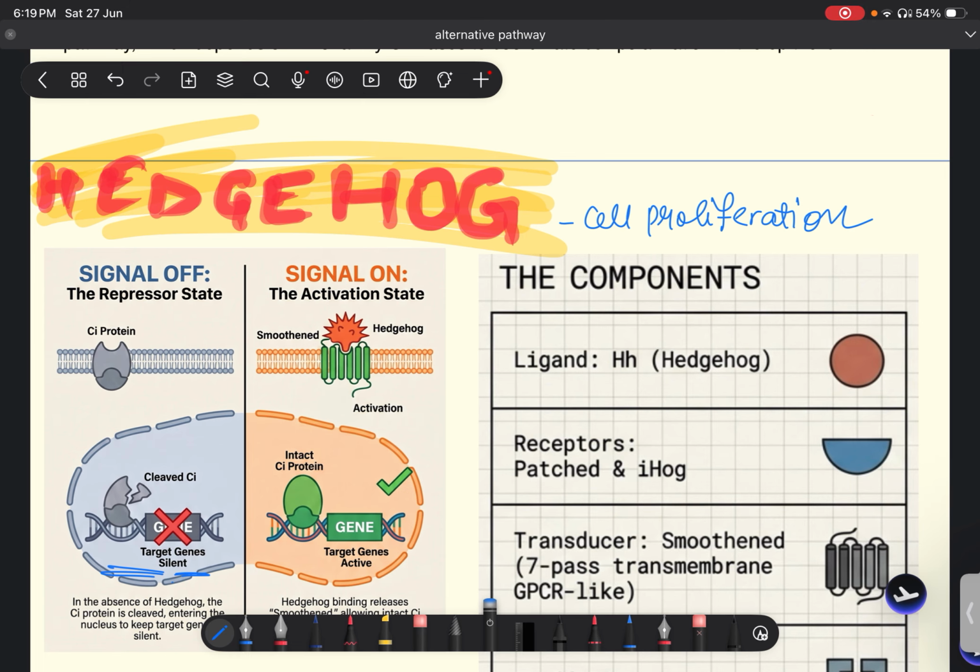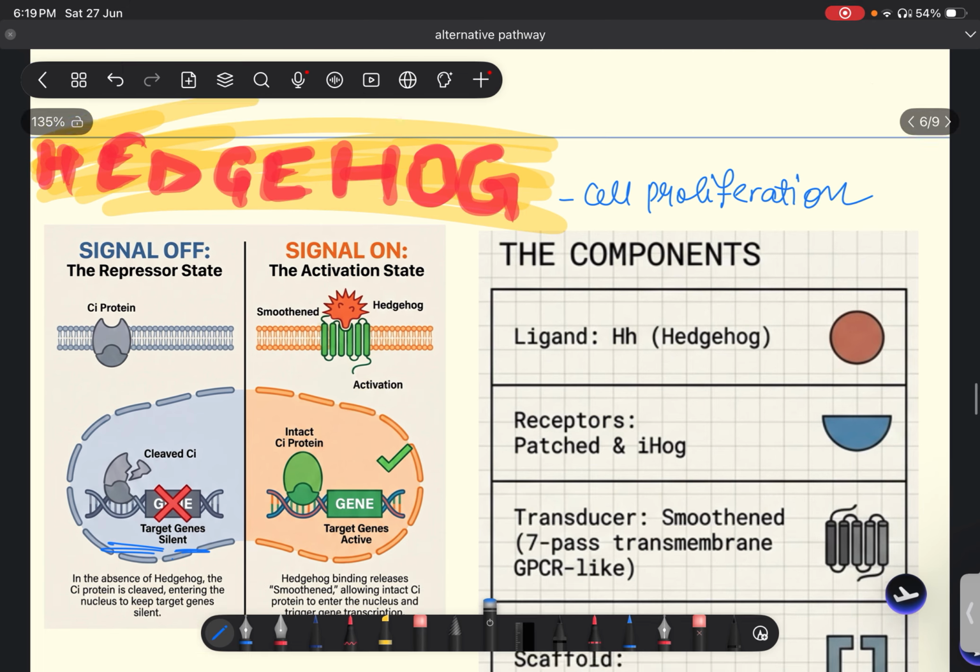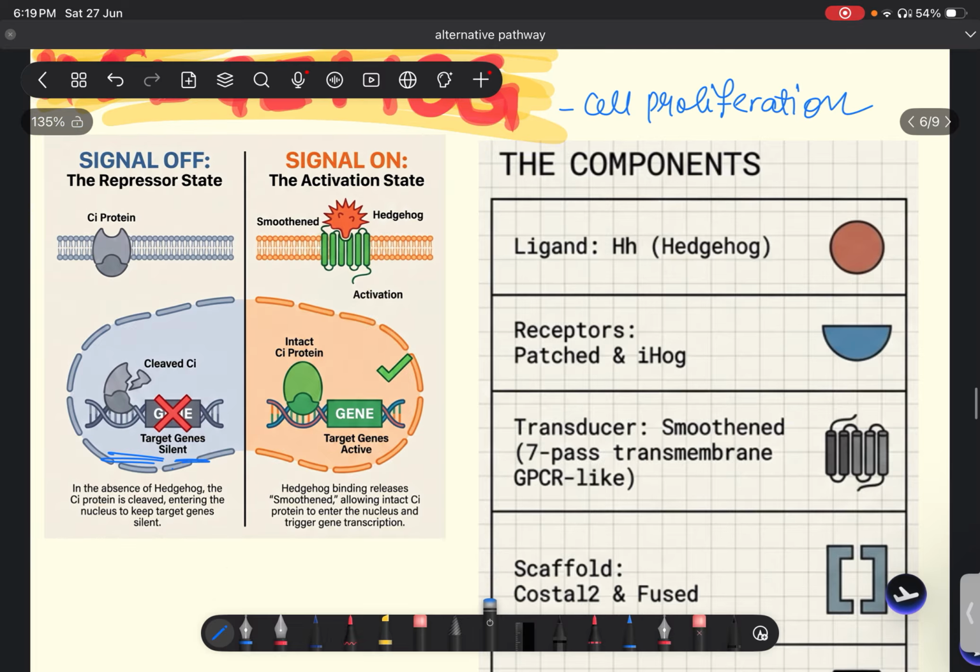Hello everyone. Today we will discuss the hedgehog pathway, right? It is mainly responsible for cell proliferation. Now the important thing here to understand is that in the inactive state, basically when there is no signal, the target genes are silent. But once you get your hedgehog, the target genes turn active.